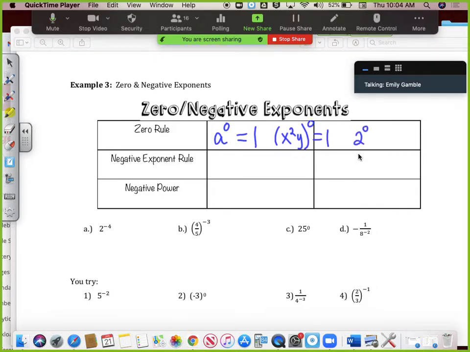So this is an example with variables, and then an example with numbers could be like 2 to the power of 0, it equals 1. And if you ever have a negative number like negative 3 raised to the power of 0, that equals negative 1.